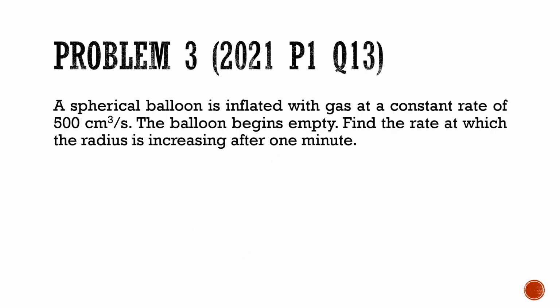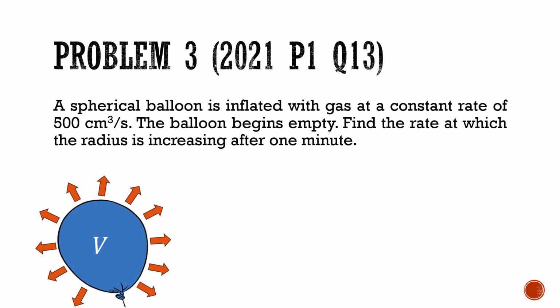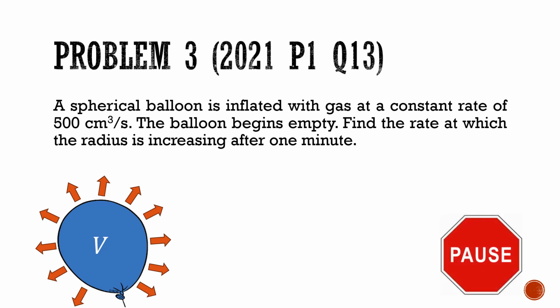Problem number 3. A spherical balloon is inflated with gas at a constant rate of 500 cm³ per second. This balloon begins empty. Find the rate at which the radius is increasing after 1 minute. Pause the video here and give this question a good try.